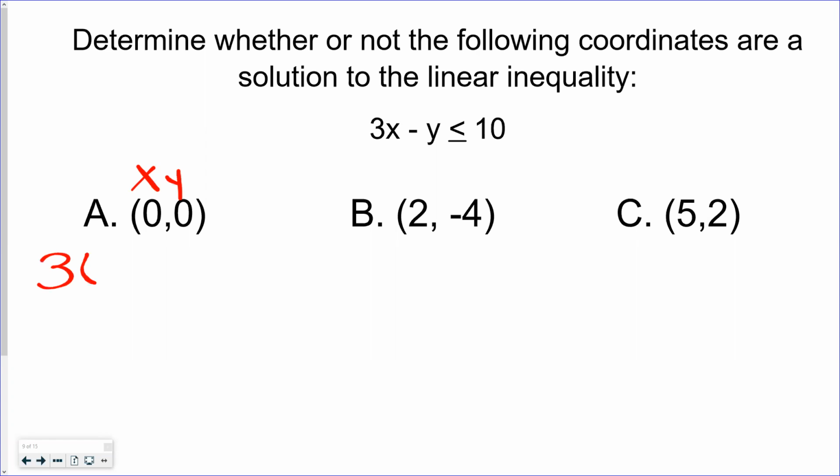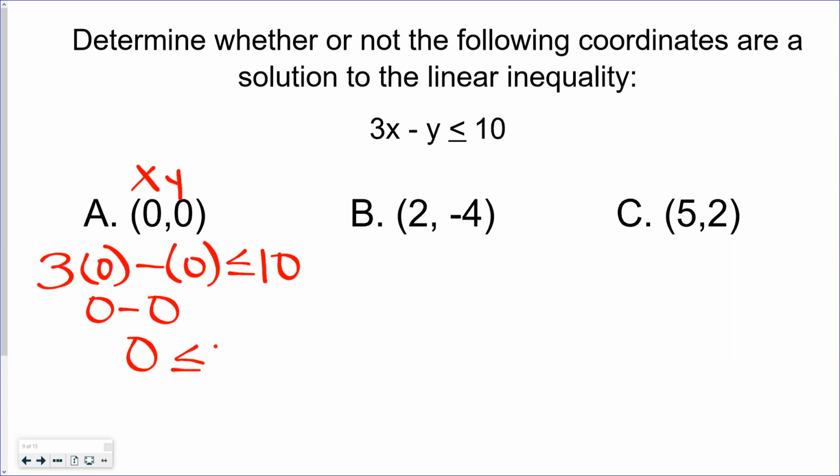So 3 times 0 minus 0 is less than or equal to 10. We need to see if that's true. Is 3 times 0, which is 0, minus 0, which is 0, less than or equal to 10? Yes, it is. So yes, A is a solution. Let's move on to B.